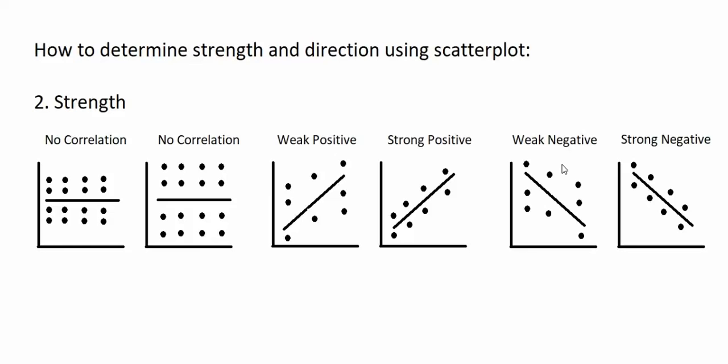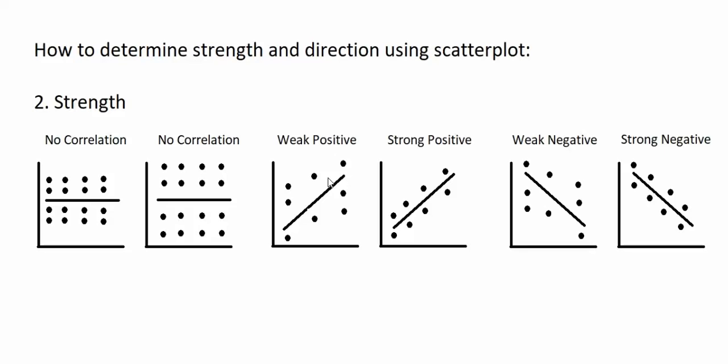And over here, the dots are trending downward in general, but the dots aren't hugging the line very closely, so it's a weak negative. And over here, the dots are trending downward, and the dots are hugging the line closely, which makes it a strong negative. So overall, if there's no trend and the line is flat, there's no correlation. The closeness of the dots to the line doesn't matter.